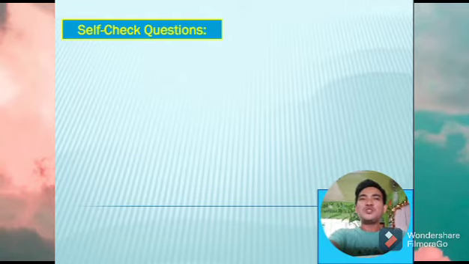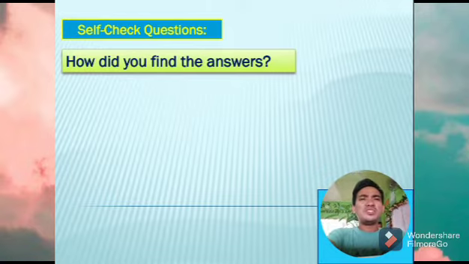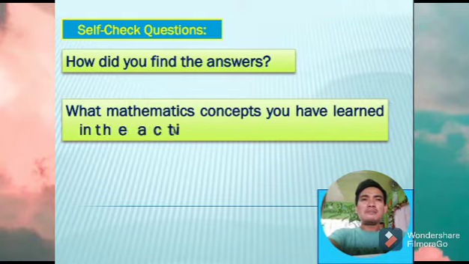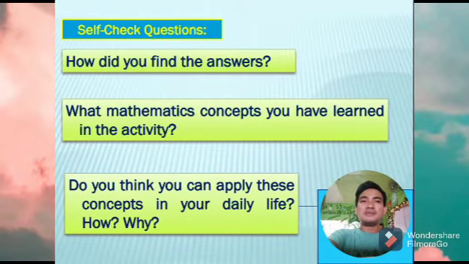Let's now have the self-check questions. How did you find the answers? Well, it is very easy. You simply apply the knowledge about the 6 trigonometric ratios, and you have to read the questions properly, especially when you're dealing with problem solving, of course. Let's proceed to this question. What mathematics concepts have you learned in the activity? Do you think you can apply these concepts in your daily life? How or why? It's all yours.